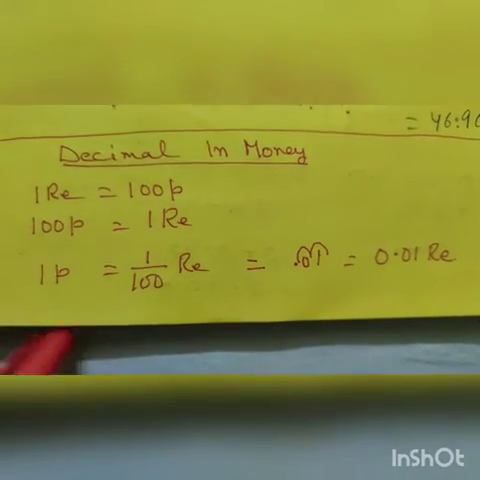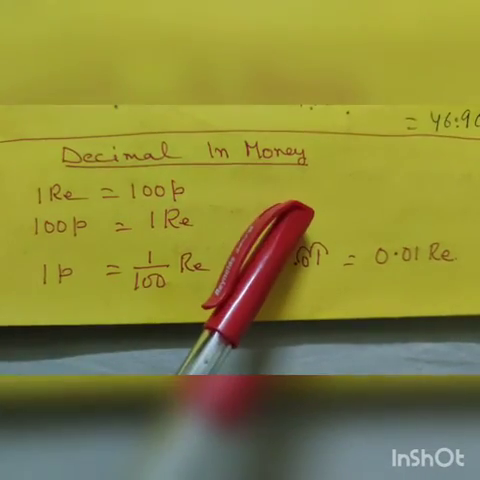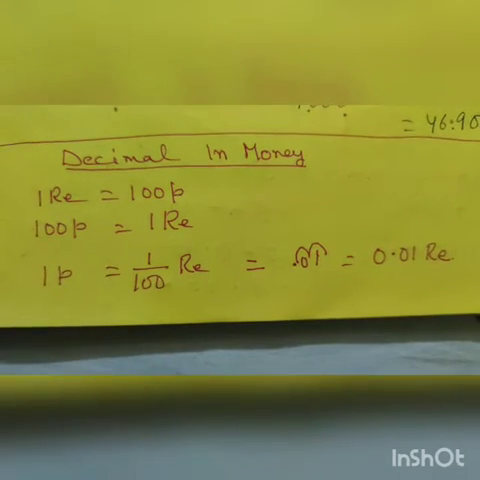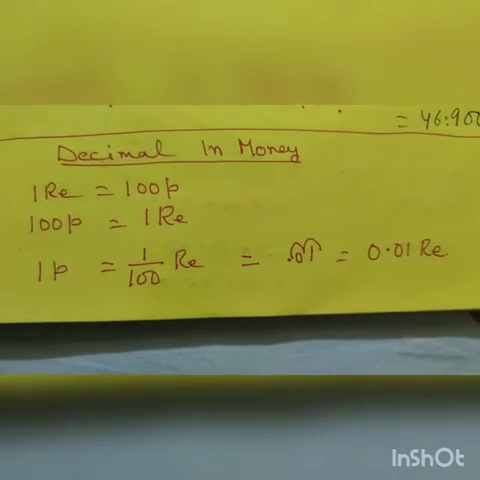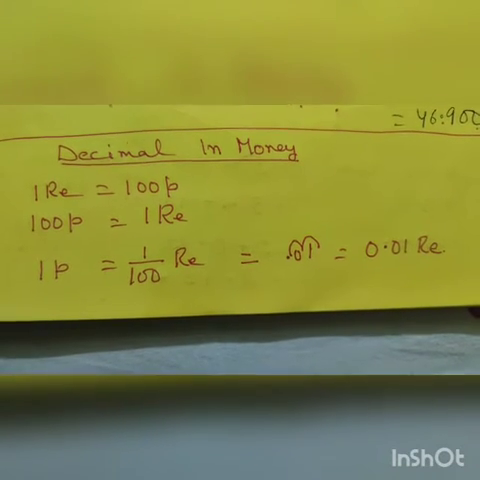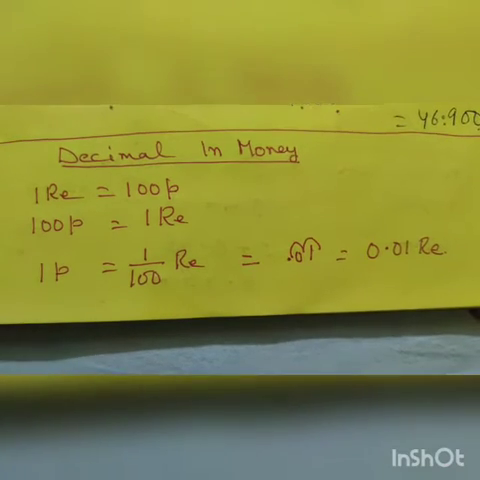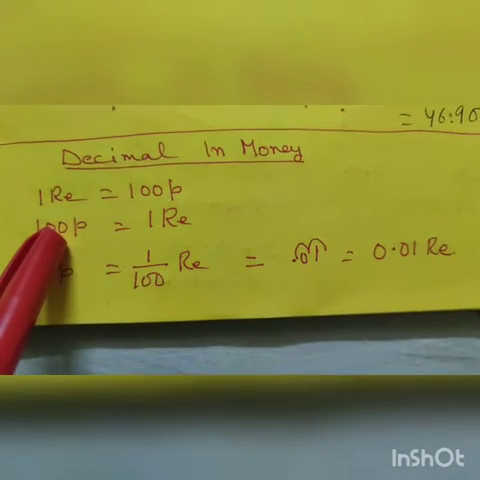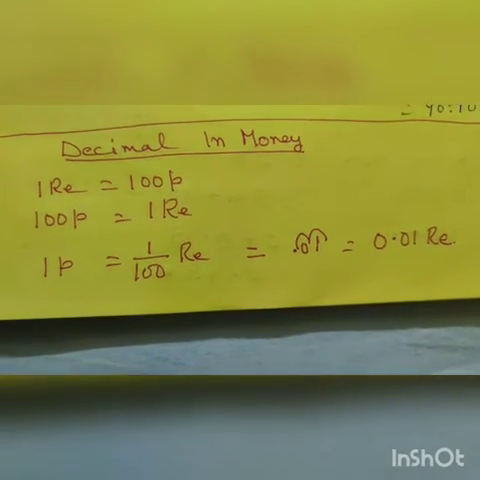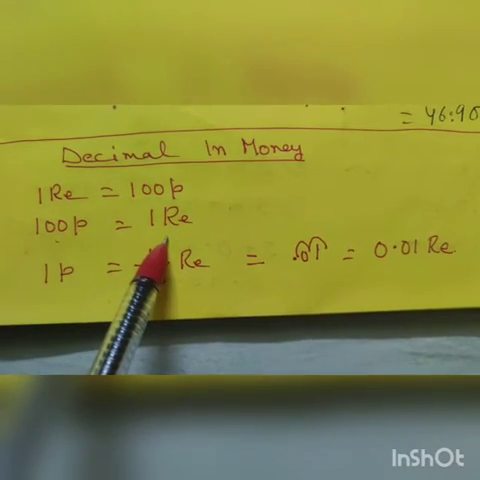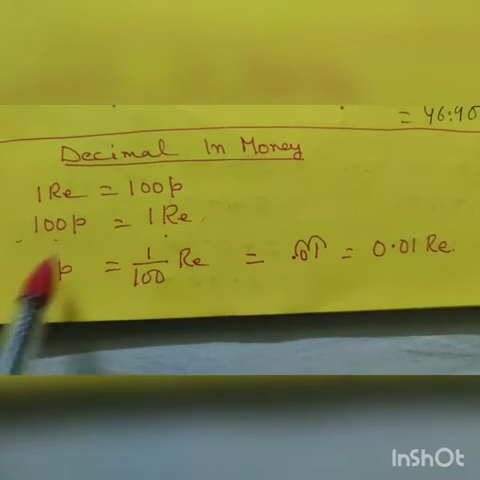Now let's see how we'll be using decimal in money. Every day we are using rupees and paisa. We say 5 rupees and 10 paisa, or 5 rupees and 25 paisa, or 100 rupees and 50 paisa. So how do we write that? We know 1 rupee is equal to 100 paisa. You know that? Or you can write 100 paisa is equal to 1 rupee, it is the same thing. I've just written this side and that side.